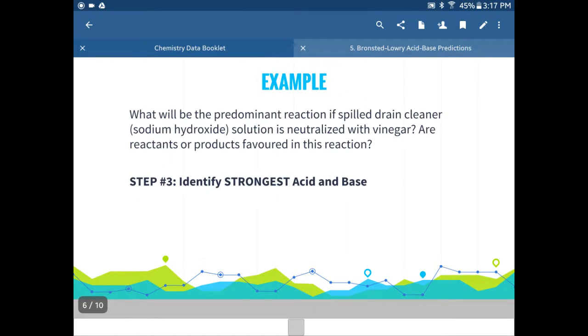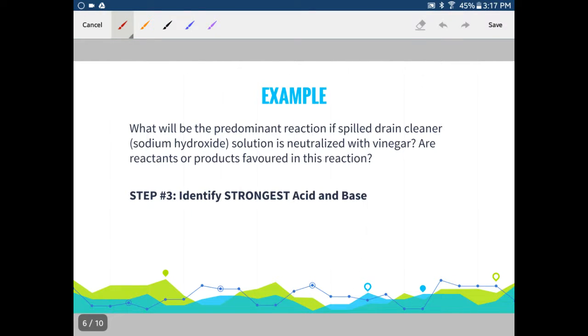Step number 3 says just identifying our strongest acid and base, and I'm simply going to note that this is my strong base and this is my strong acid. I'm just noting it in a different color, but you can do this as you go through step 2 as you get better at it. So my strong base is this hydroxide, my strong acid is my acetic acid.